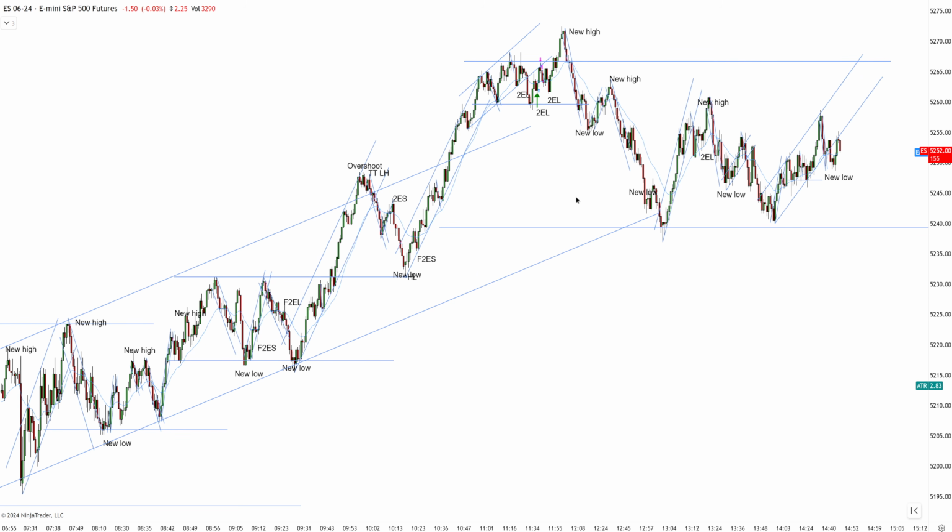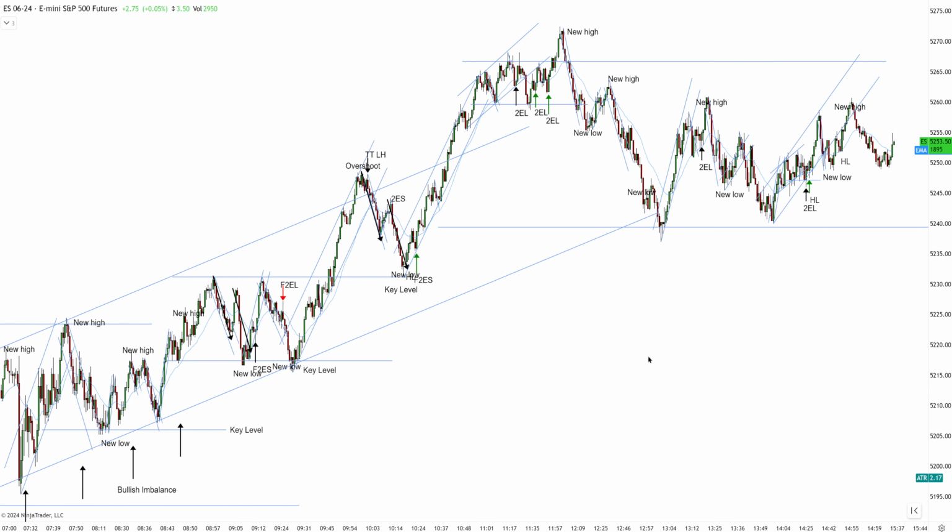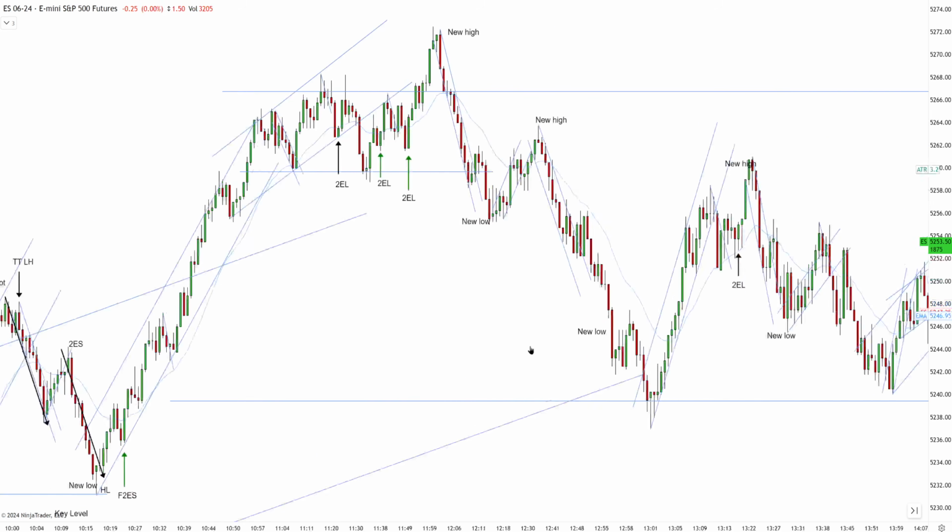Alright, cheers. I'm going to wrap it up with my one single trade. So this is the overall structure for today. A lot of bars, a lot of price action. So let me zoom in a little bit closer.